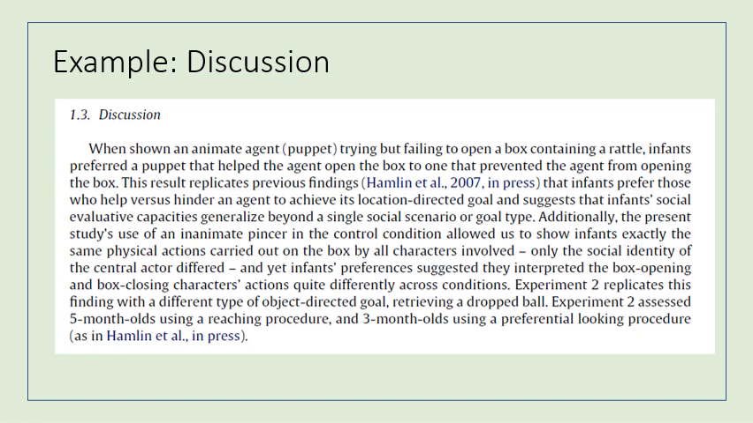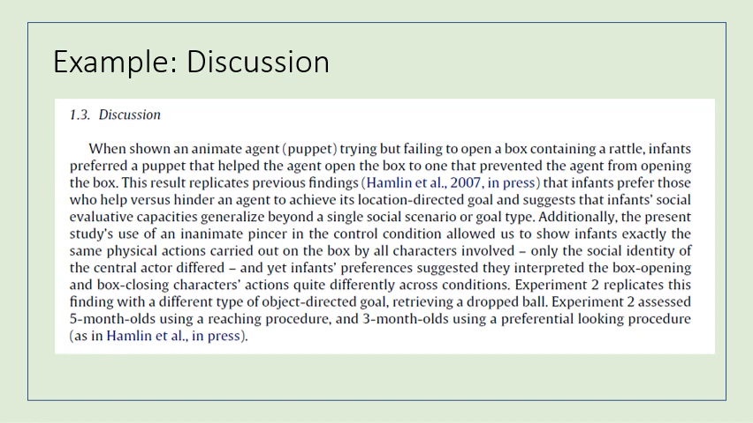And so they wrote, when shown an inanimate object, a puppet, trying but failing to open a box containing a rattle, infants preferred a puppet that helped the agent open the box to one that prevented the agent from opening the box. This replicates previous findings, that infants prefer those who help versus hinder an agent to achieve its location-directed goal, and suggests that infants' social evaluative capacities generalize beyond a single social scenario or goal type.